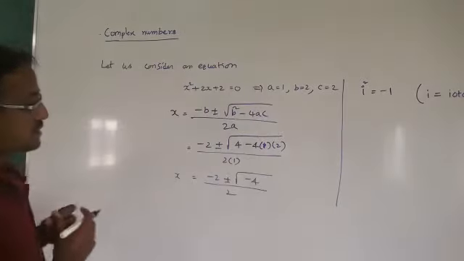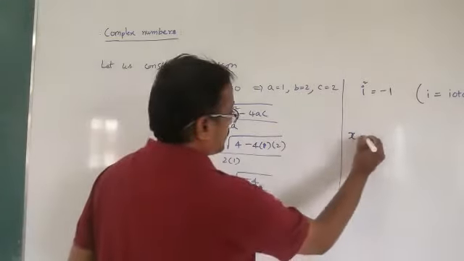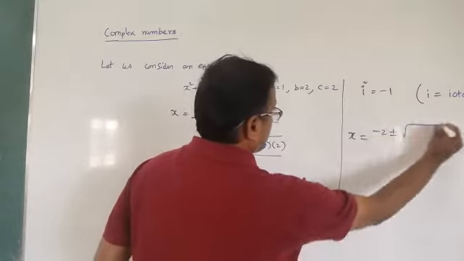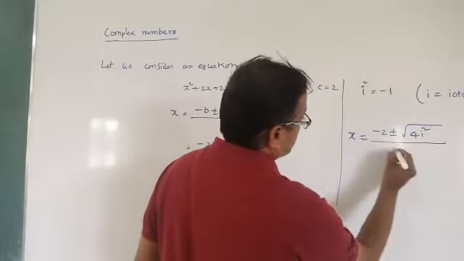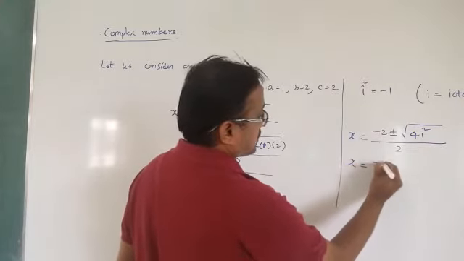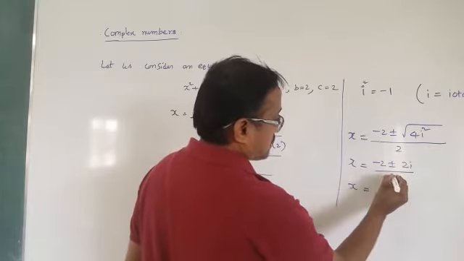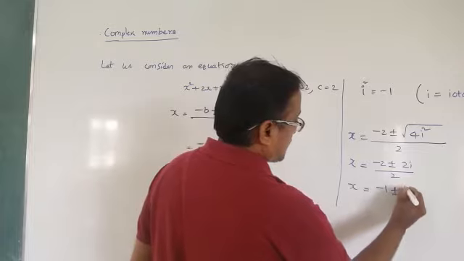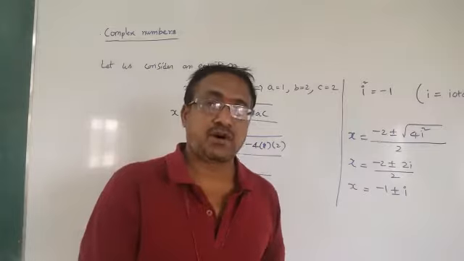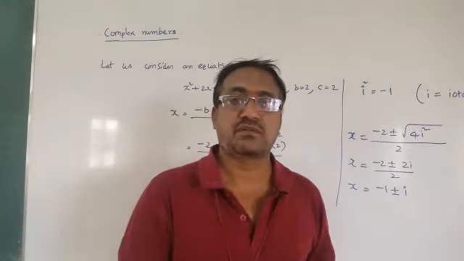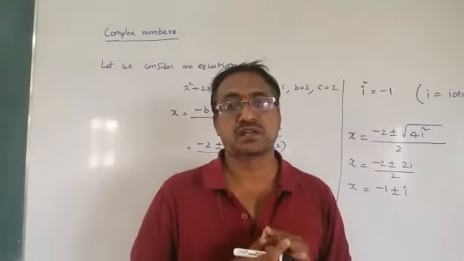See this? Now you can write this as x is equal to minus 2 plus or minus root over 4i square by 2. So x is equal to minus 2 plus or minus 2i by 2. x is equal to minus 1 plus or minus i. Now these type of numbers, where we use i square is equal to minus 1, are called complex numbers.